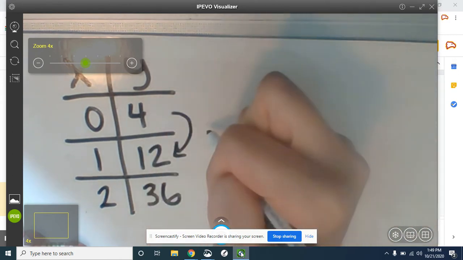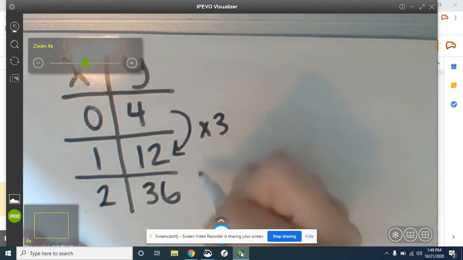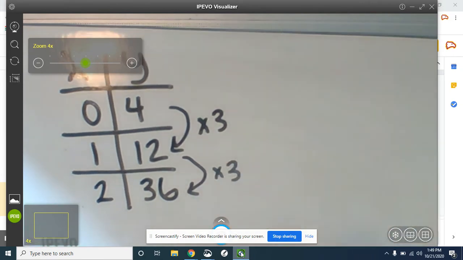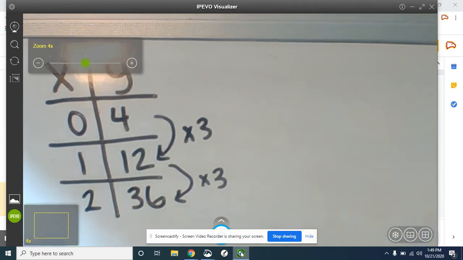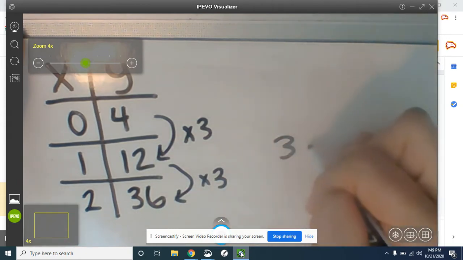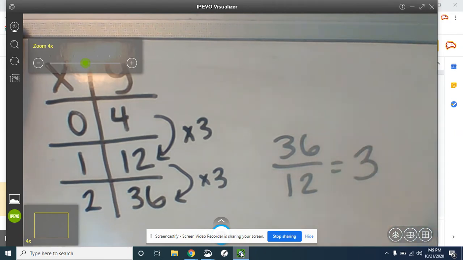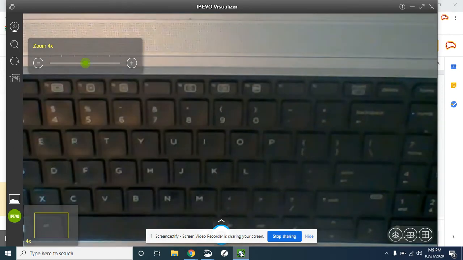So 4 times what would give you 12? 3. 12 times what would give you 36? 3. But they're not always going to be that obvious. So knowing an alternate method is always good. You can work backwards. If I don't know what to multiply 12 by to get to 36, you can do 36 divided by 12, which is 3. So that is going to be our growth factor.